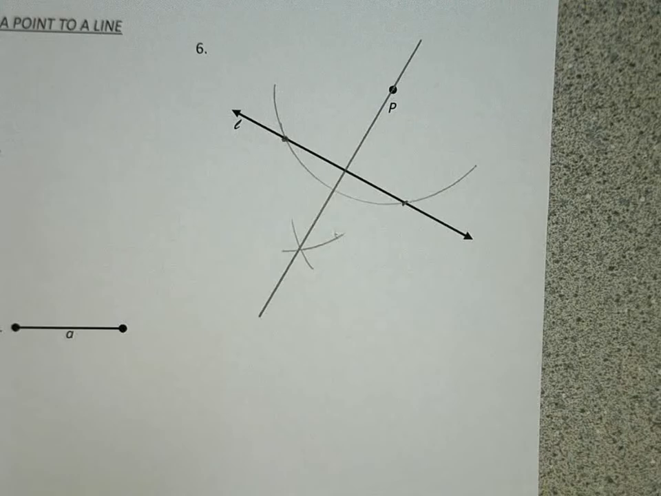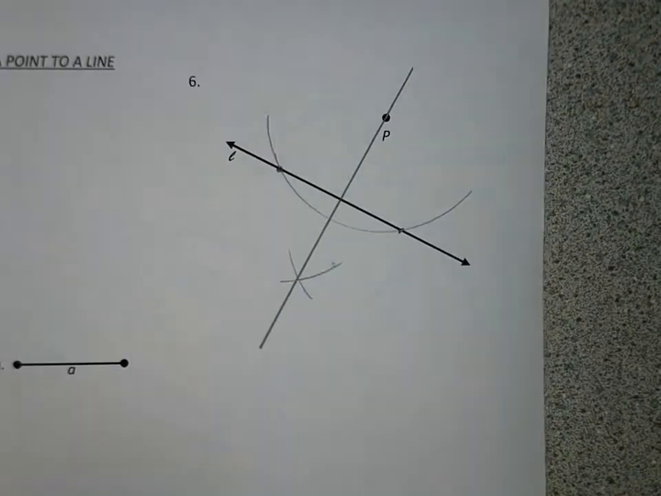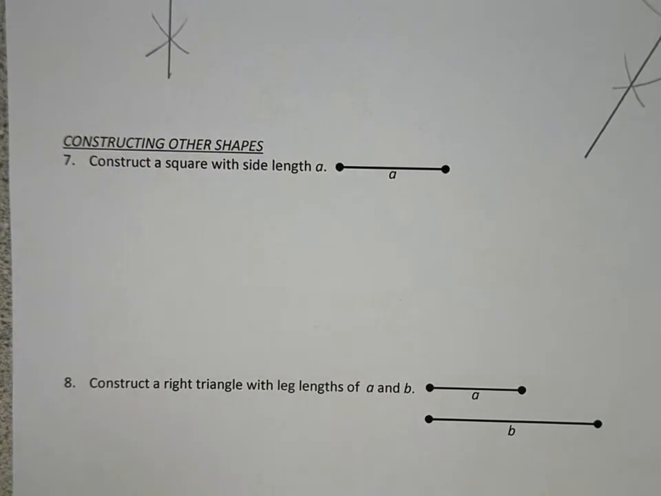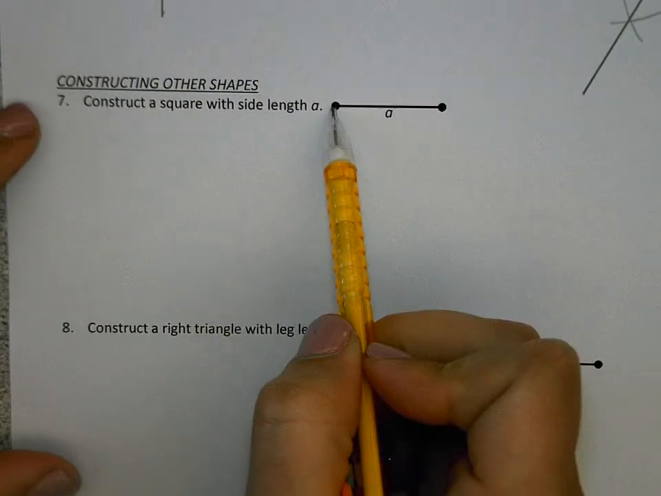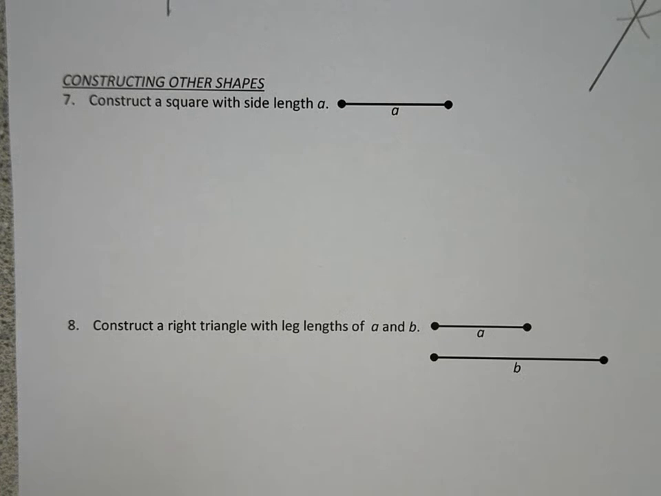Perpendiculars aren't too bad, right? Probably the easiest kind to do. So we're going to take that information that we know and we're going to start constructing other shapes. You can construct squares and rectangles using perpendicular and parallel lines. So what we're going to do on this one is construct a square with this side length. So I give you a side length and we're going to construct a square. Now I only give you one side length because what do we know about squares? They're all the same size.